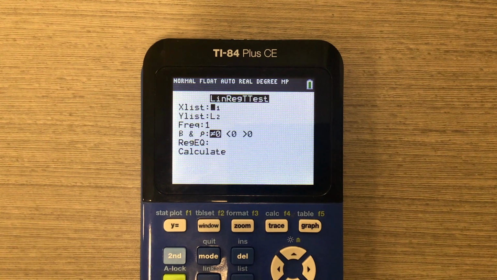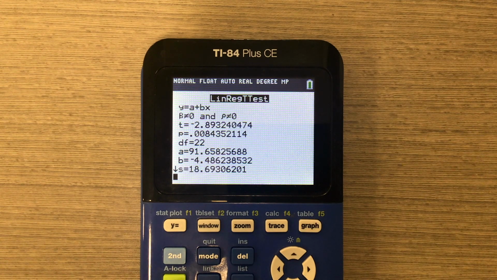And what you can see is that they ask you for what are your explanatory and response variables. So I already have them there in list 1 and list 2. Frequency, just leave it as 1, don't mess with it. And we are testing here that beta is not equal to 0. That's the alternative hypothesis. They don't ask you about a null because they always assume that it is 0. And we're not going to store the regression equation, it's not an important thing to do. And we're going to hit calculate.